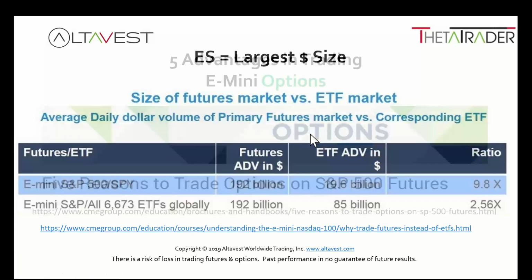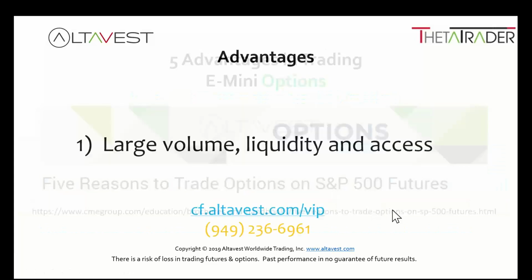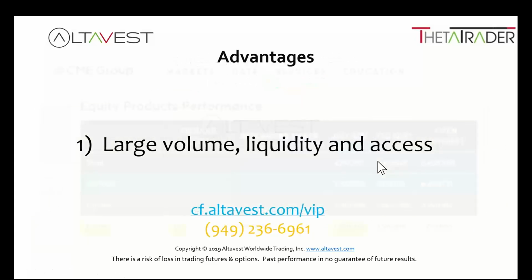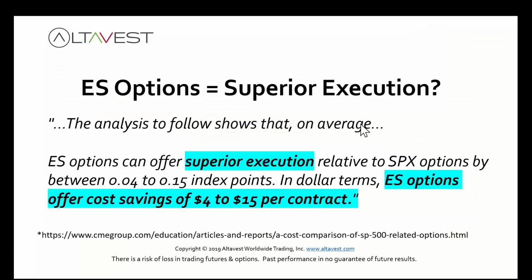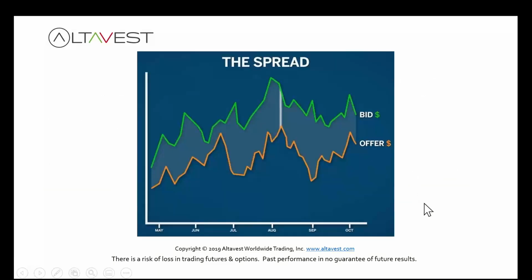5 more advantages to the E-mini options: volume, liquidity, access. In July, your average daily volume, over 1.3 million. Amazing. Superior execution. ES options offer a cost savings of $4 to $15 per contract compared to SPX. That means you have those tight bid-offer spreads.